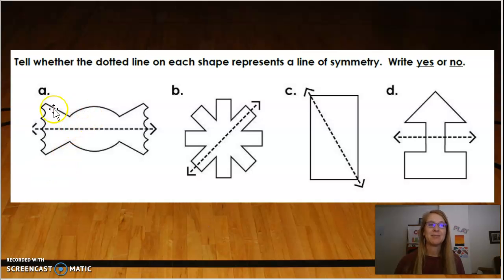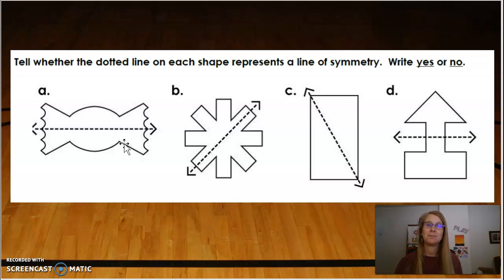Let's look at letter A. This reminds me of a candy wrapper. Is this dotted line down the center a line of symmetry? Do the top and the bottom have the same shape and size? Yes, they do. Imagine in your mind if they folded on that dotted line, they would match up. That's a line of symmetry.